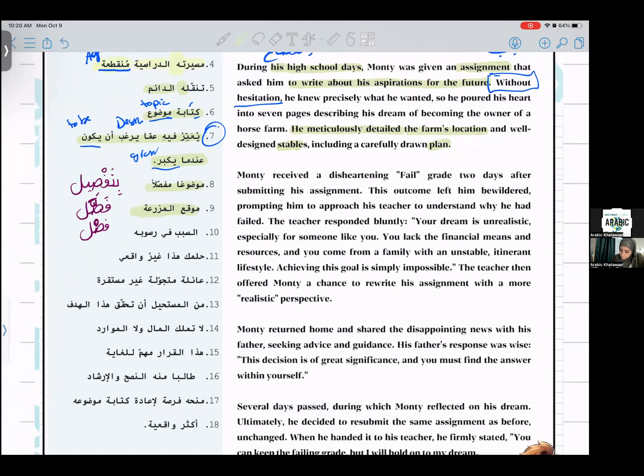There we go. Monty received a disheartening fail grade 2 days after submitting his assignment. This outcome left him bewildered, prompting him to approach his teacher to understand why he had failed. So السبب في رسوبه would be why he had failed. So the why is the sabab. The teacher responded bluntly, your dream is unrealistic. So this is number 11. حلمك هذا غير واقعي. This dream of yours is unrealistic.